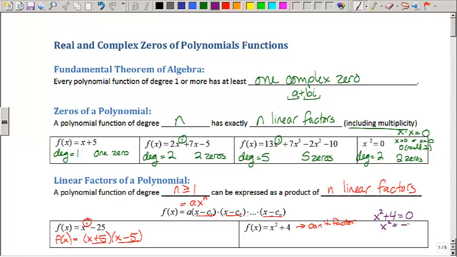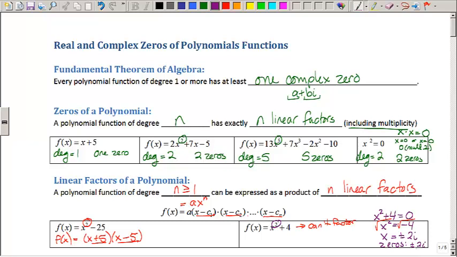I can use the square root method by subtracting 4 from both sides. Taking the square root of both sides, I get x is equal to plus or minus 2i. So it indeed does have zeros. Our zeros are plus or minus 2i, and that's 2 zeros, which would make sense because the degree is 2. So if the degree is 2, then I have to have 2 complex zeros, and I do.